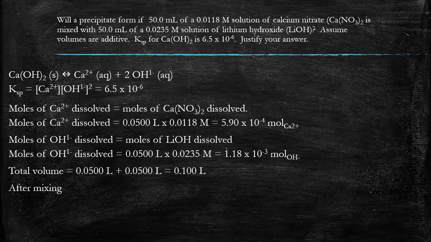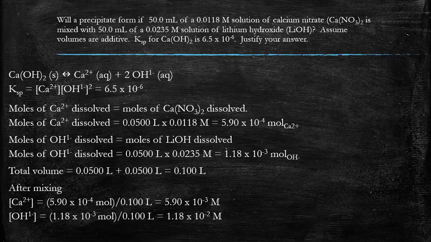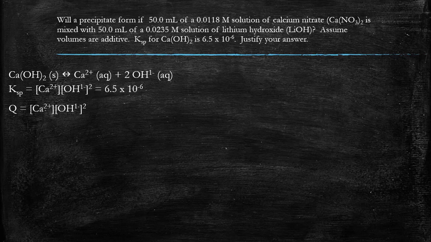So after mixing, before anything occurs, we can say the concentration of the calcium ion is 5.90 times 10 to the minus 3 molar, and the concentration of the hydroxide ion is 1.18 times 10 to the minus 2 molar. Since we're looking at an isolated point in time, we're actually going to calculate Q and then compare it to K. So the equation for Q is the same as the equilibrium constant expression.